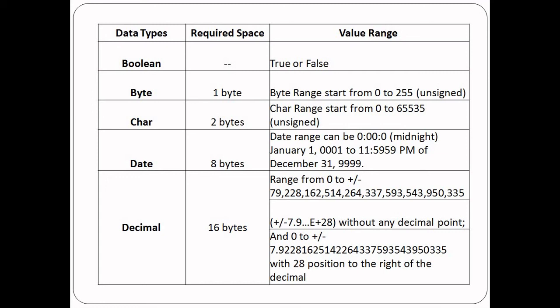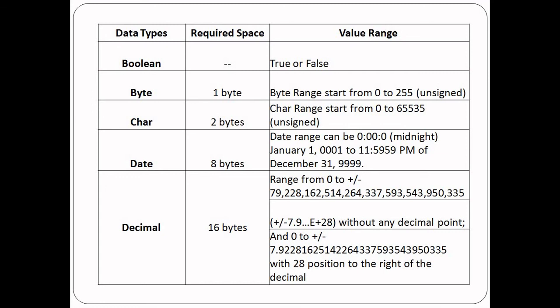Then we have character. Size of character is 2 bytes and it can store up to 65,535 characters at a time. Of course, characters cannot be negative, hence it is written as unsigned.